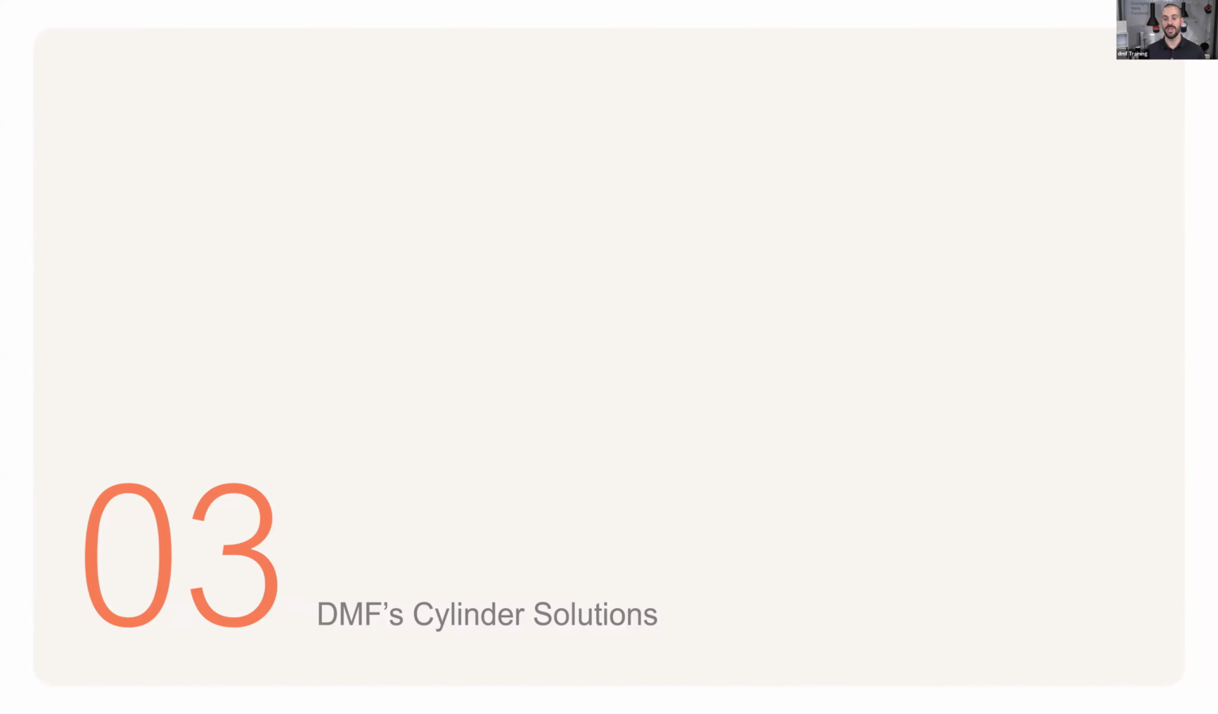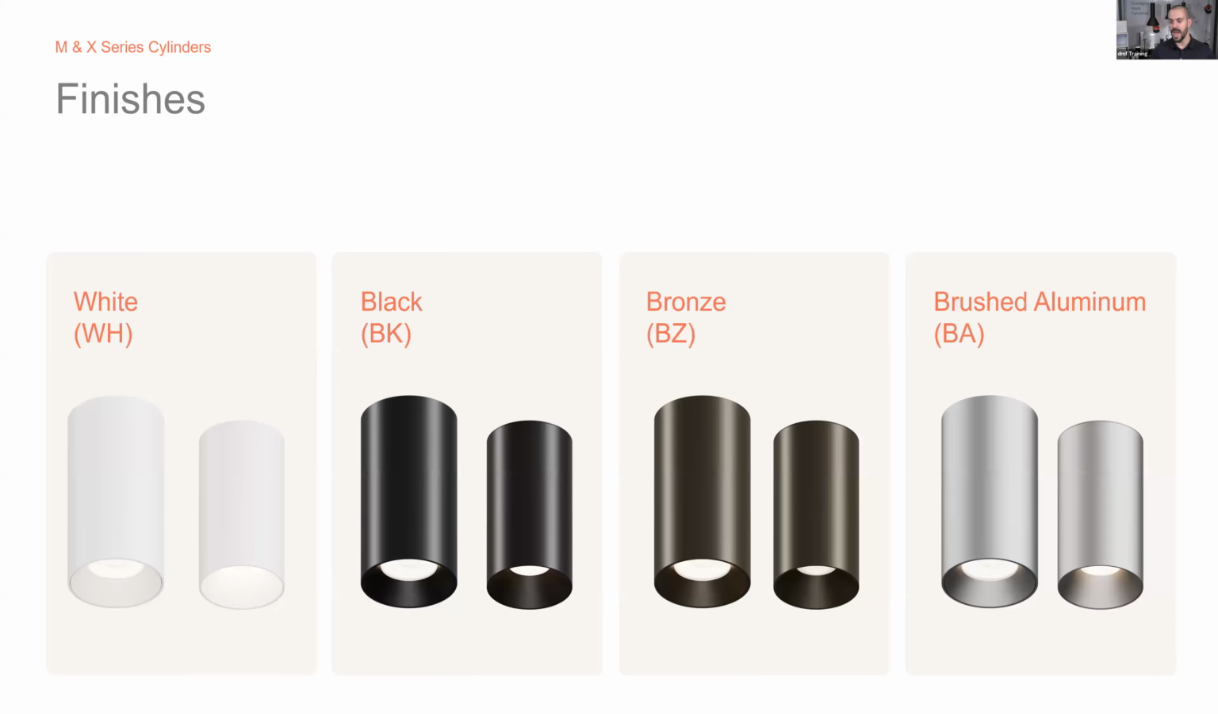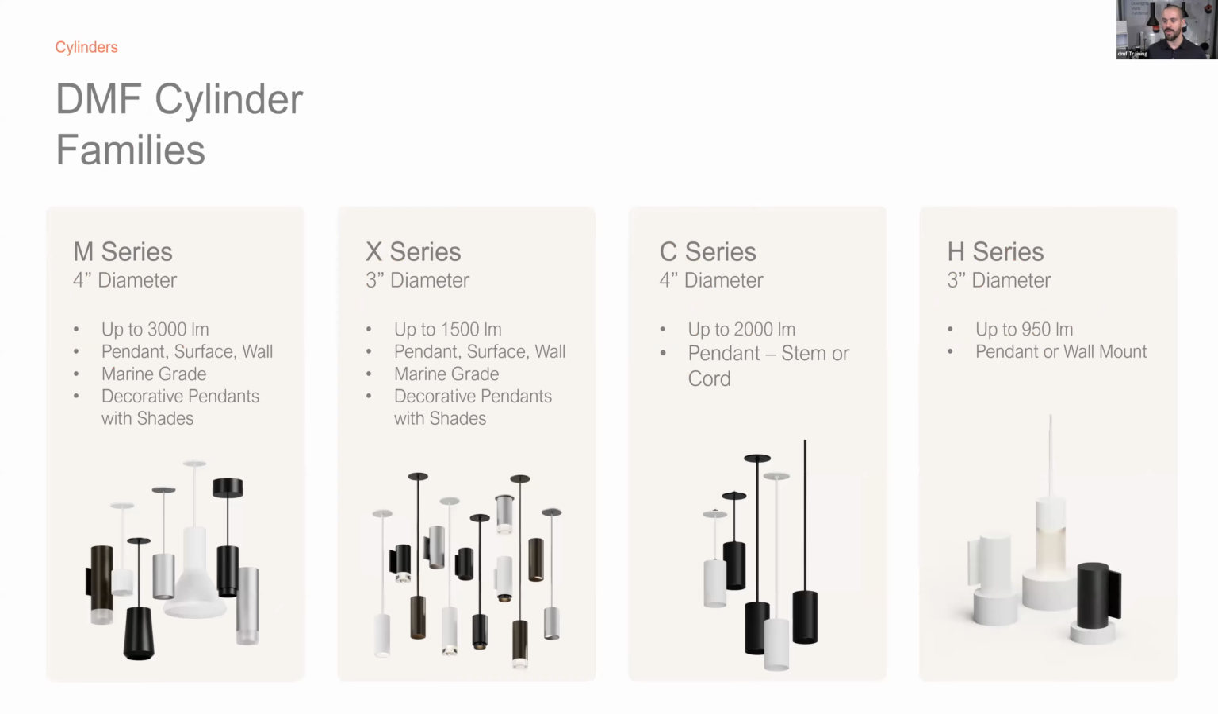So with all of that knowledge, I'm going to go into the cylinder families that we have here at DMF and just do a quick overview. The different cylinder families that we offer, we have one basically for every recessed fixture family that we have. So every recessed family has a complementing cylinder, which is a great way to, again, flesh out all of the lighting needs within your project.